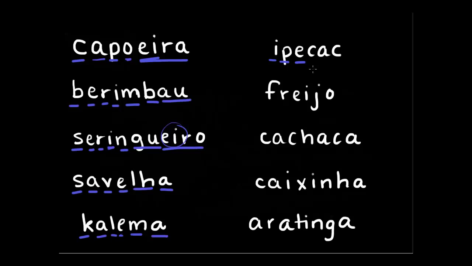Cac, remember, we're going to use our C all the time for the K sound, especially because it comes before an A, so we're going to use the C, and then we have a C to finish it off. And remember, the A sound, which is right here, is going to be spelled with an A. Okay, so that's ipecac.